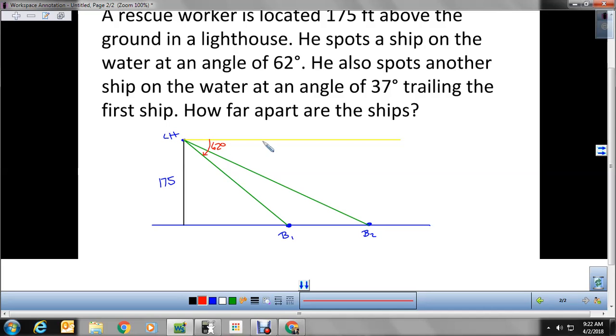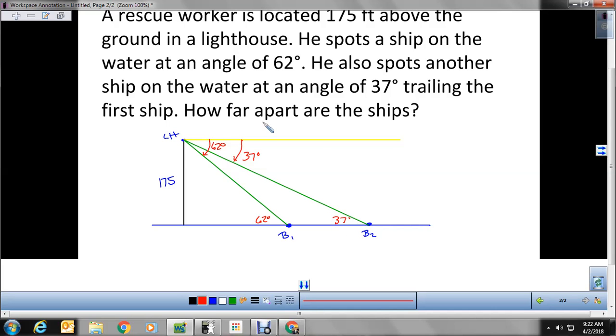And the second angle of depression is going to go from horizontal down to the line of sight for boat 2, and that is going to be 37 degrees. Now remember, we can flip this and make this an angle of elevation problem by just using our alternate interior angles, which means this would be 62 degrees and this would be 37 degrees.